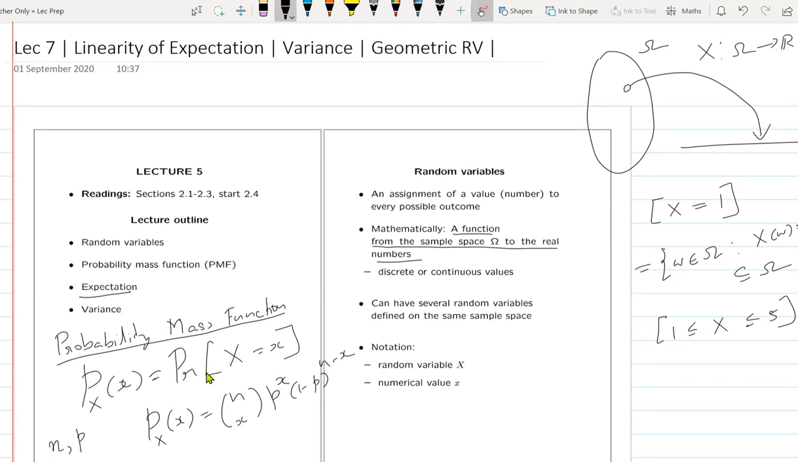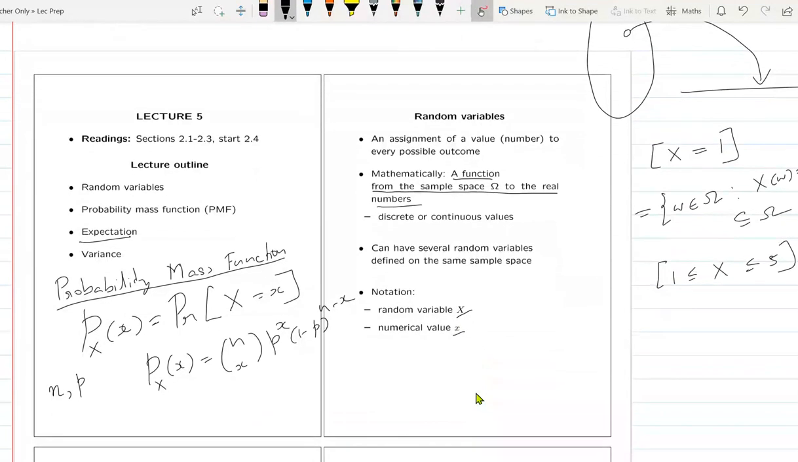So let's continue. Always the random variable will be a capital letter, and the value that the random variable is set to will be a small letter. This is a very common notation. Are there any questions?